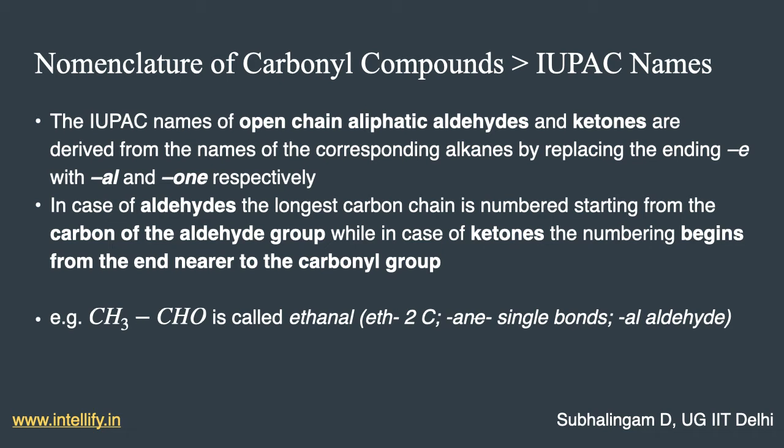Example: CH3CHO is called ethanal. We start the numbering from the right, that is the carbon of the carbonyl group, and we move towards the left. Since there are two carbons in the root word, the one belonging to CHO and the other from the methyl group, it's called eth, and it's an aliphatic compound, so it is ane. We remove the e, and since it's an aldehyde group, we add 'al' as suffix, so it's called ethanal.